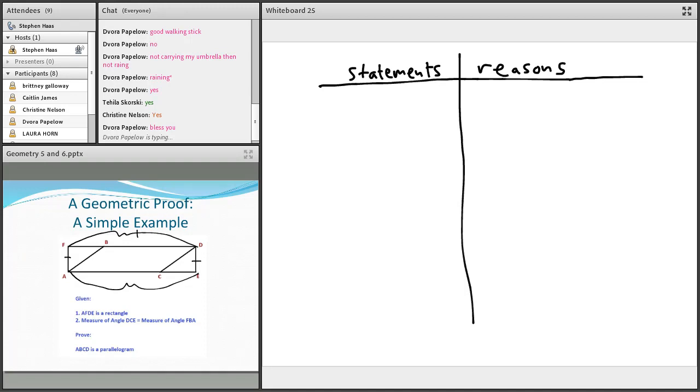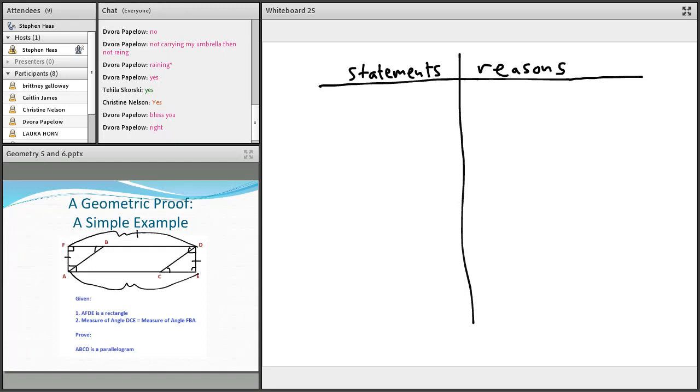What else does it tell you? What does it tell you about the angles, by the way? It tells you that all four angles are right angles. Exactly. So this is a right angle, this is a right angle, this is a right angle, and this is a right angle. And so we also know that DCE is equal to FBA. DCE, that's this, is equal to FBA, which is this. I'm going to use those marks to indicate that the two things are equal. Prove that ABCD is a parallelogram.